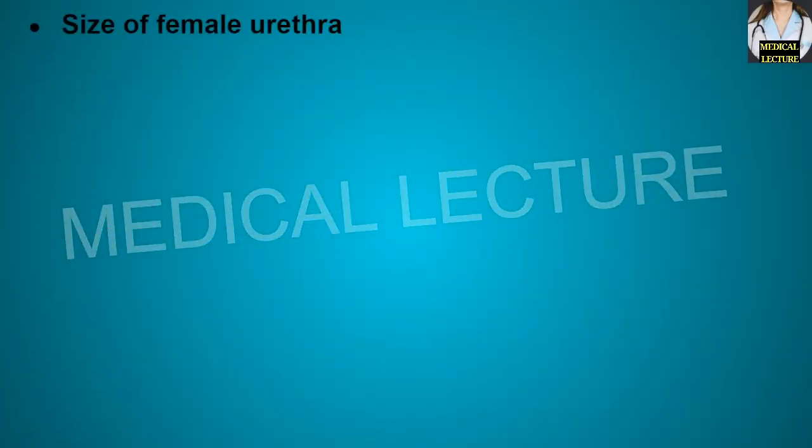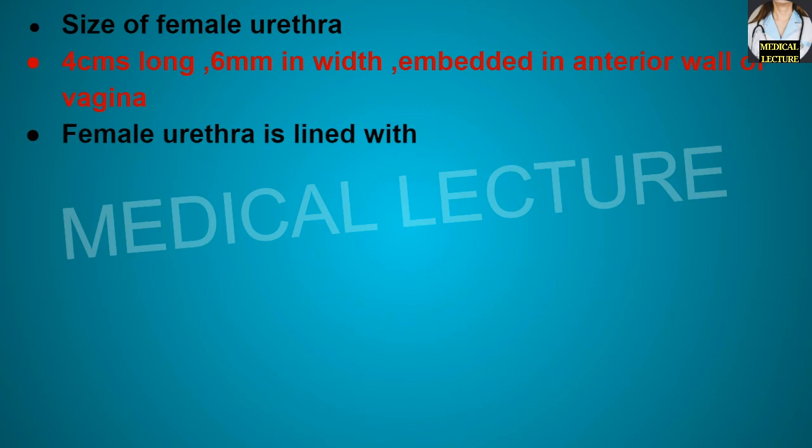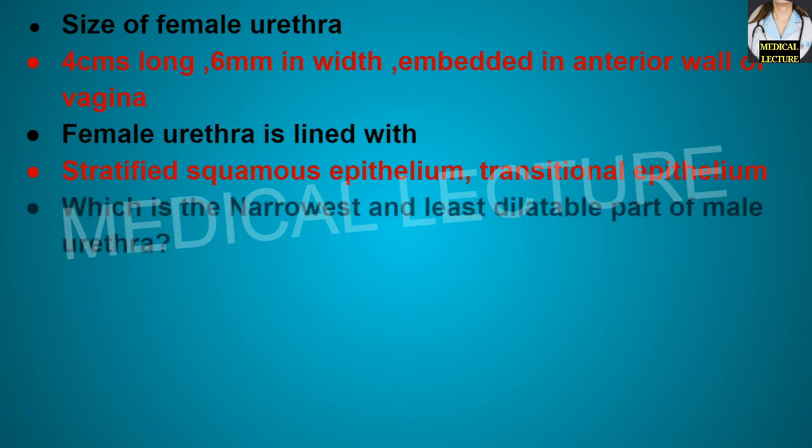What is the size of the female urethra? So it is about 4 centimeters in length, 6 mm in width and it is embedded in the anterior wall of the vagina. Female urethra is lined with which epithelium? By the stratified squamous epithelium and the transitional epithelium. Which is the narrowest and the least dilatable part of the male urethra? So it is the membranous part.